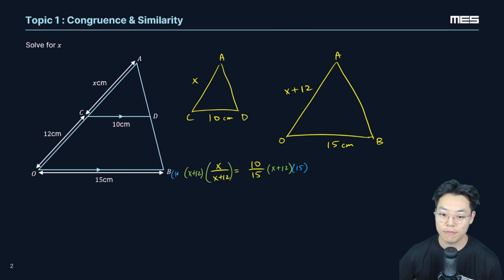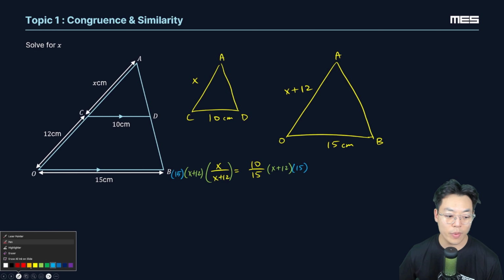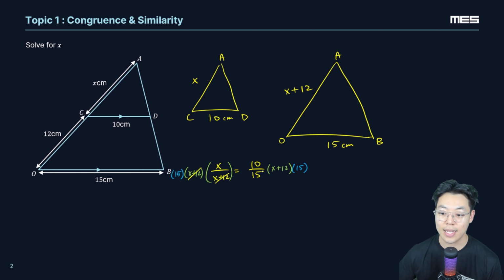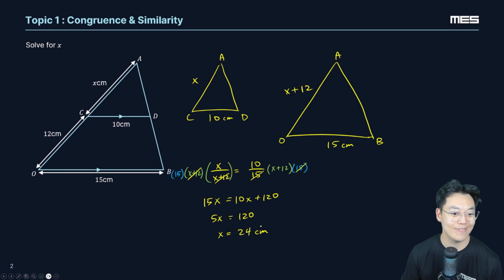15, 15. So right away, I recognize that the X plus 12s will cancel, the 15s will cancel. And so I have 15X on the left, and I have 10X plus 120 on the right. After some quick arithmetic, X will be equal to 24. And don't forget to put centimeters. Nice. Let's keep moving on.